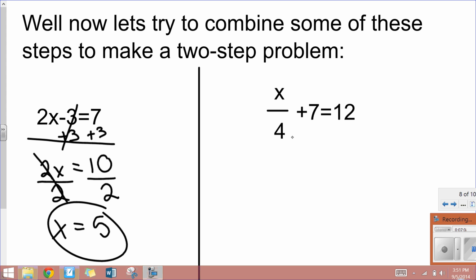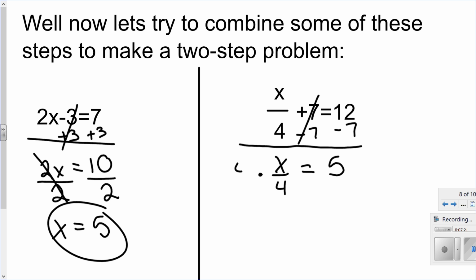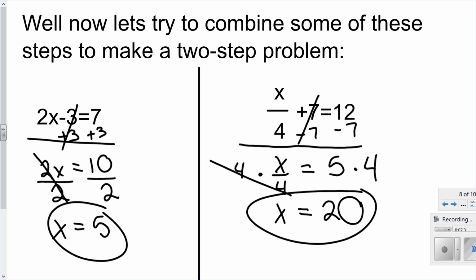So first things first, you have to get rid of the term that doesn't have the variable. So I'm going to subtract 7 from both sides. I get x over 4 equals 12 minus 7, which is 5. Then I need to get rid of this 4, so it's x divided by 4. To cancel out division, multiply. So the 4s cancel out, and I'm left with x. So 5 times 4, x equals 20.